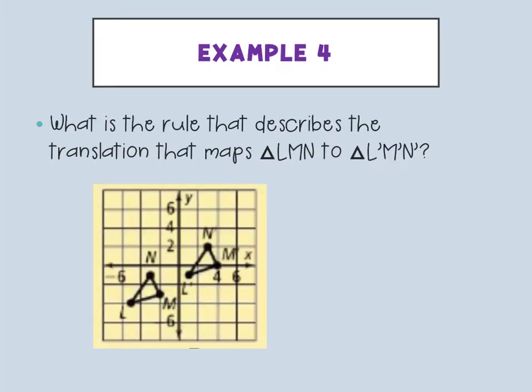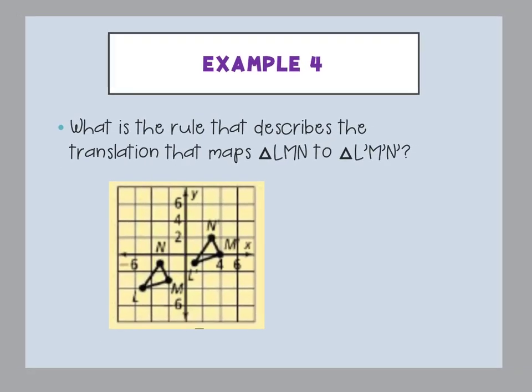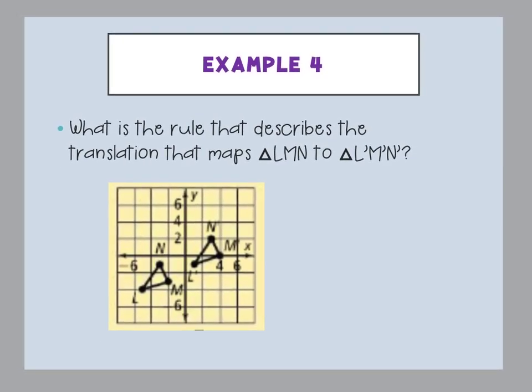Okay. Now it's the reverse. Now I'm giving you the translated triangle. You need to give me the rule. What happened with these points? So what's the rule that describes the translation that maps triangle LMN to L prime, M prime, N prime?